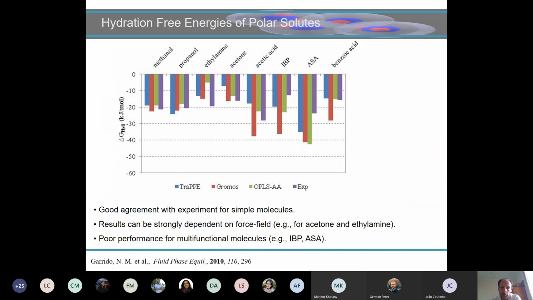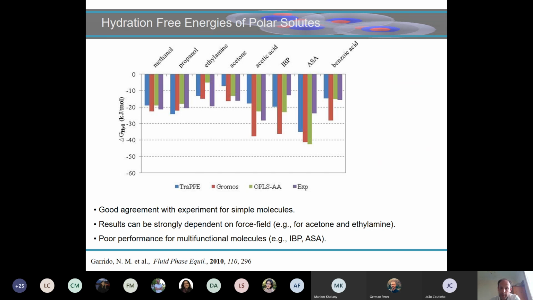Another example is the hydration-free energy, or any kind of solvation-free energy. When you try to predict solvation-free energies of small monofunctional molecules, most models do a good job: methanol, propanol, ethylamine, acetone, etc. They're fairly reliable. But when you mix and match functional groups in the same molecule, then the whole thing is hit and miss. You can get good predictions, or you can completely fail. In fact, I've seen in some studies that you can even get the wrong sign of the solubility. That's quite serious. So again, I think this has to do with polarization being missing in the force fields, and we're going to try to address that, taking small steps in that direction.